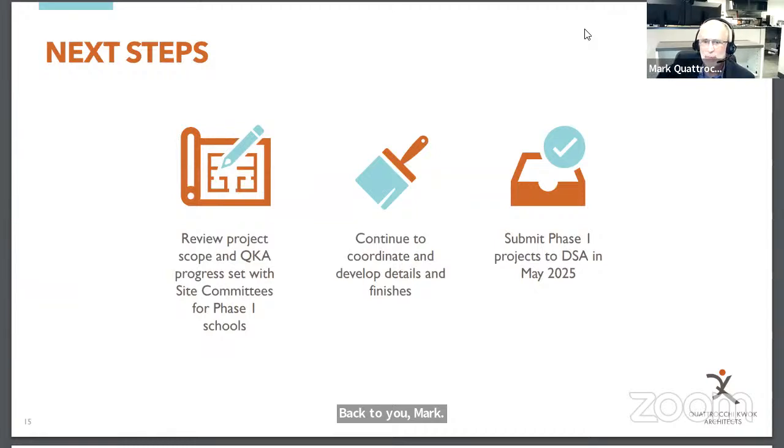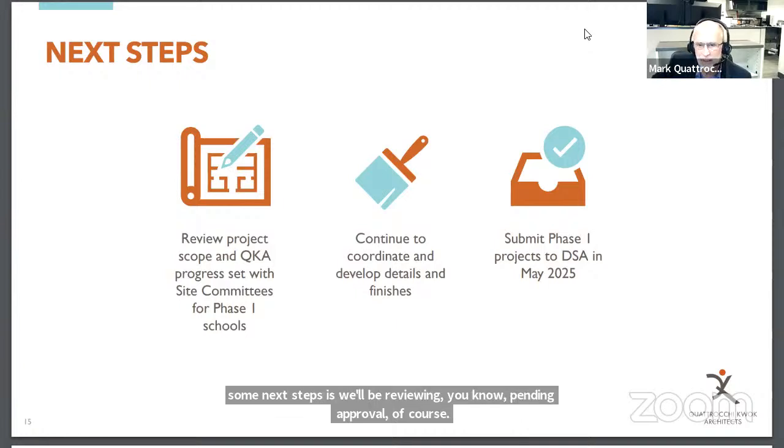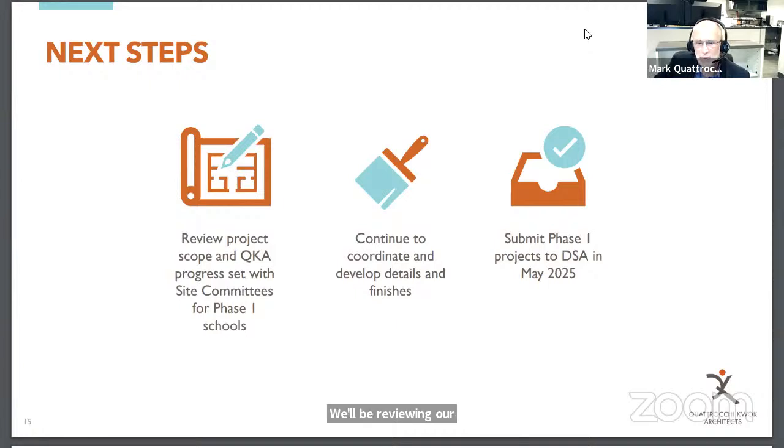Lastly, and then I'll turn this over to Michael, just some next steps. Pending approval, of course, we'll be reviewing our work and updating our set. There's always refinements to do. What you're not seeing are the dozens of pages produced, and what will be hundreds of pages of drawings, by us and our engineering team. We're getting ready for submission to the Division of State Architect, so we'll continue to coordinate that.